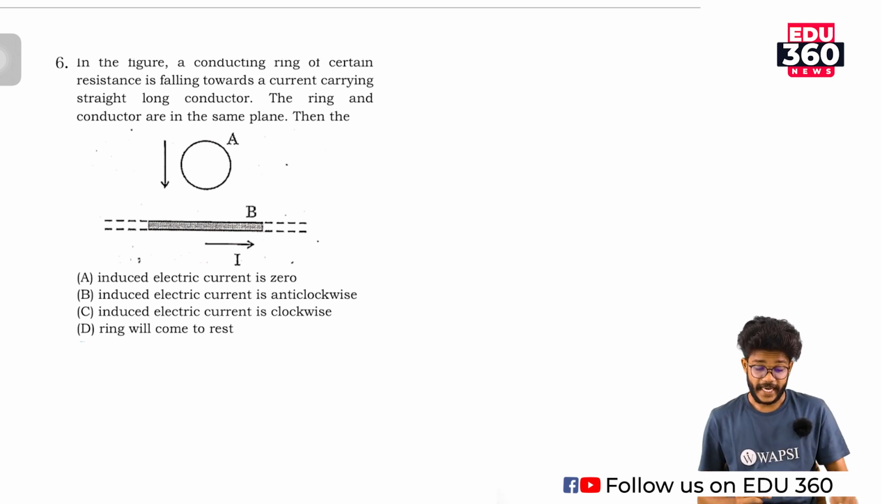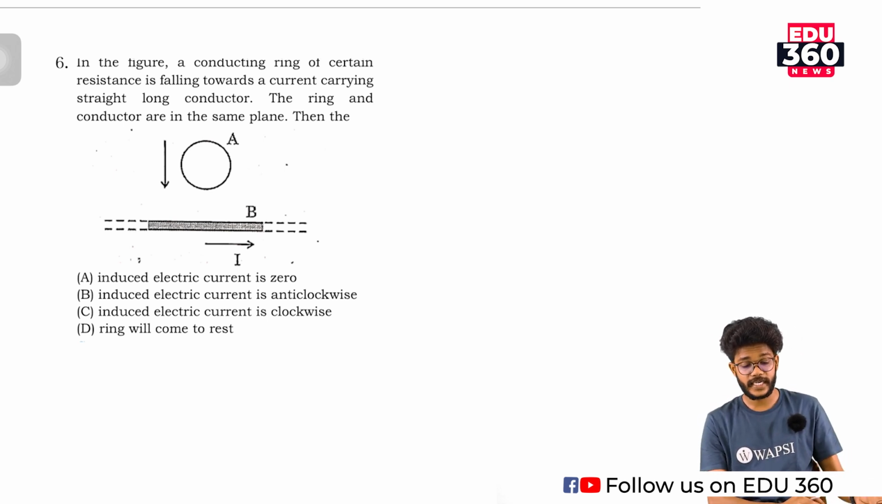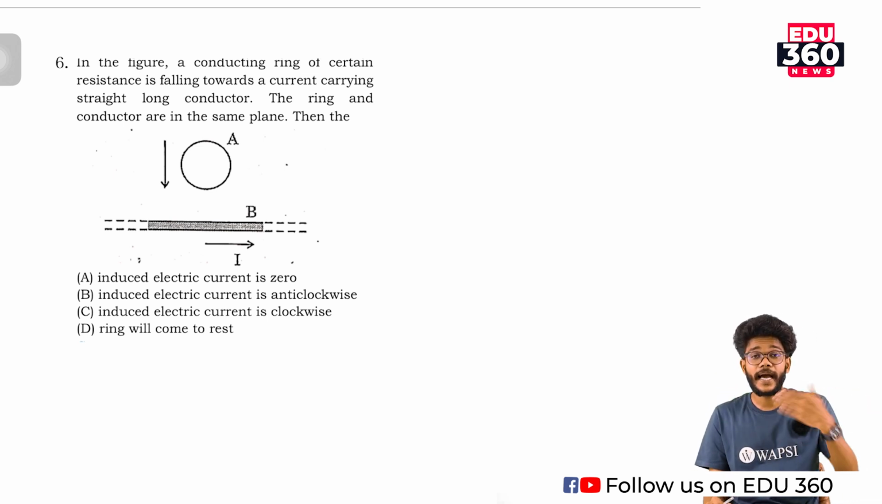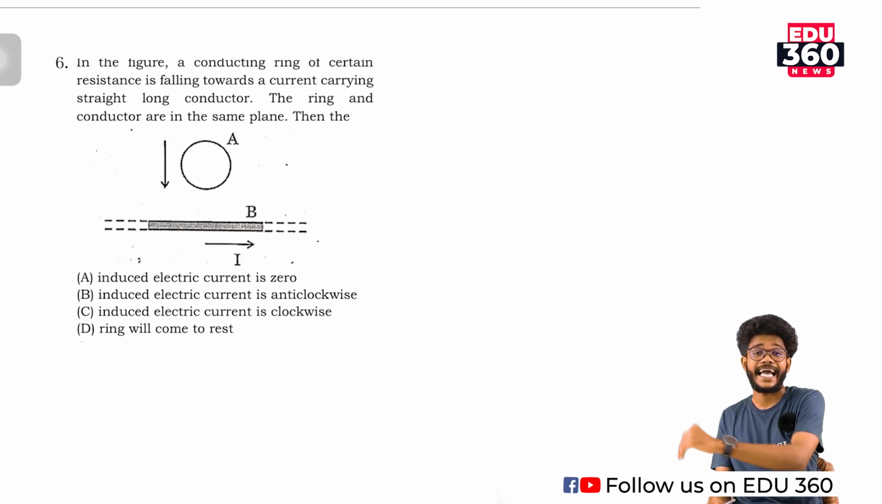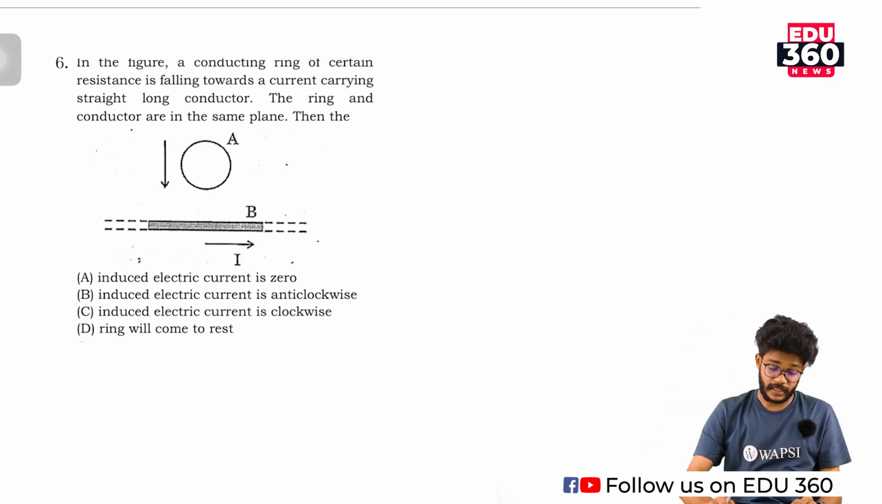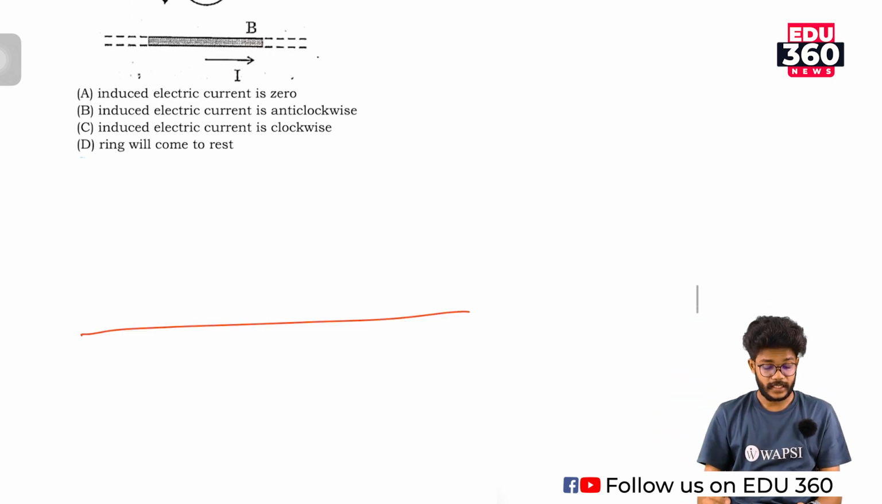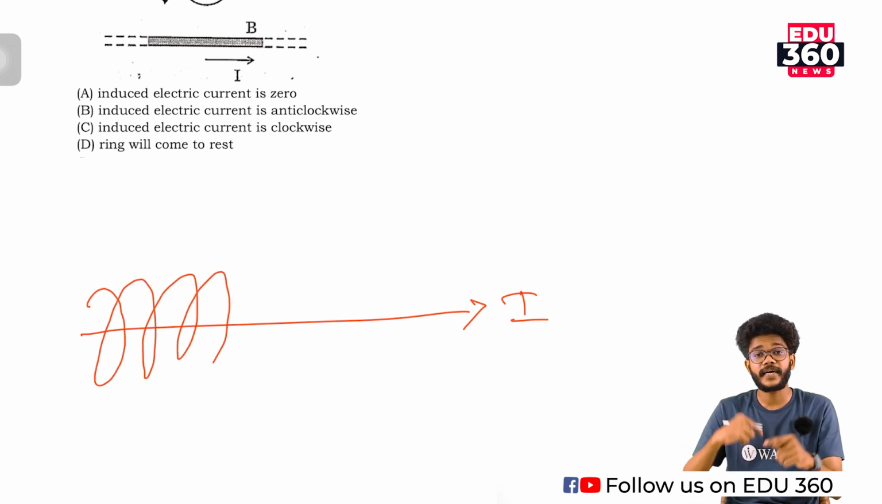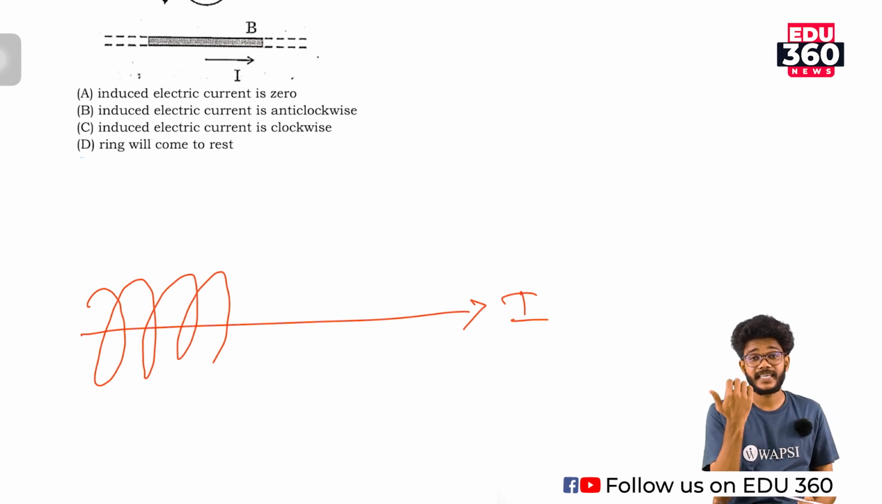In the figure, a conducting ring of certain resistance is falling towards a current carrying straight long conductor. So the conductor is carrying a current. What happens to a conductor if it is carrying a current? A magnetic field will be produced around the conductor. If this is the conductor and this is the direction of the current, then the magnetic field is like this. A curling magnetic field will be produced.